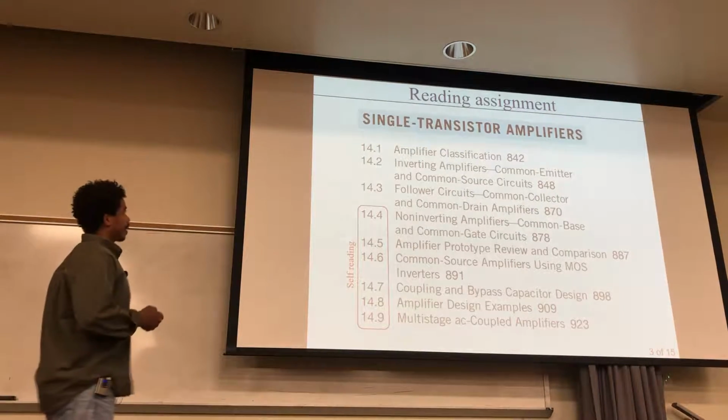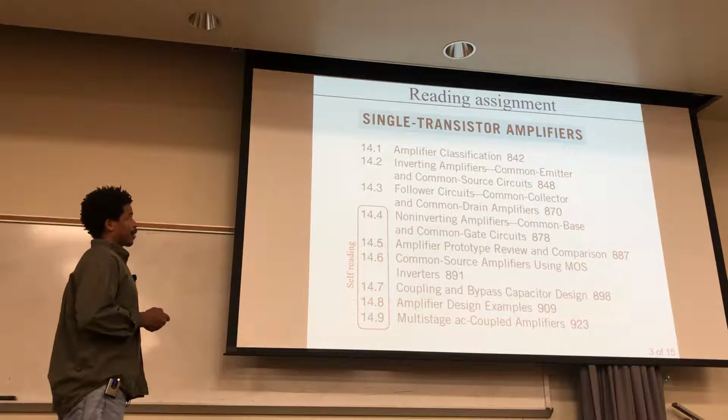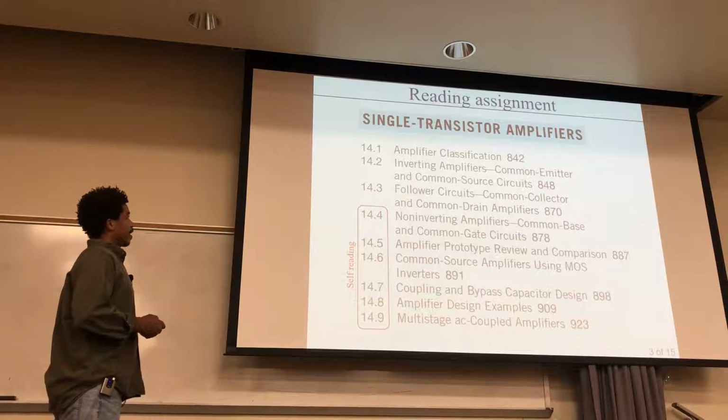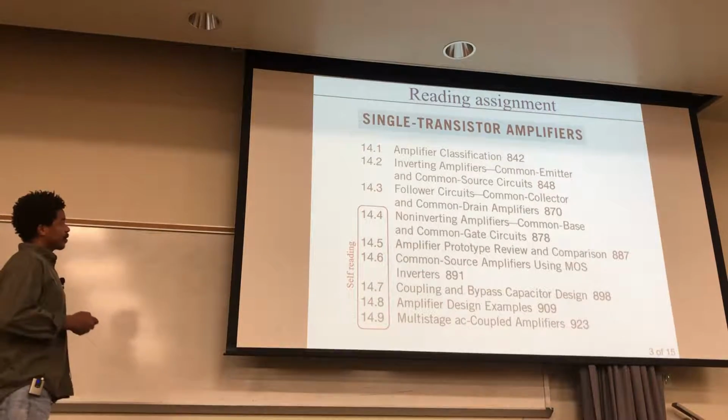So this is where we had left off. That was a follower circuit, a common collector and common drain amplifier. These are the sections that we're skipping right here, so read those when you get a chance.